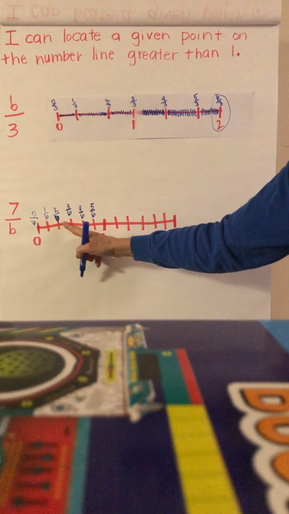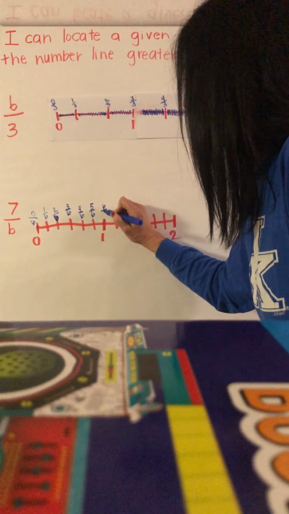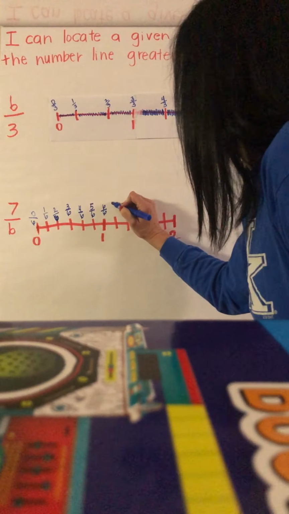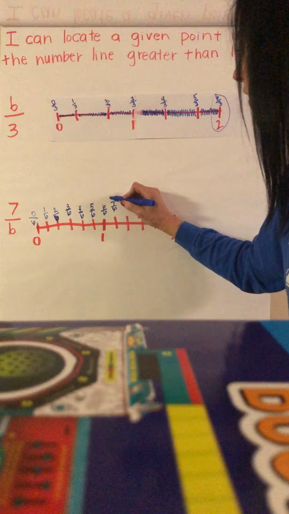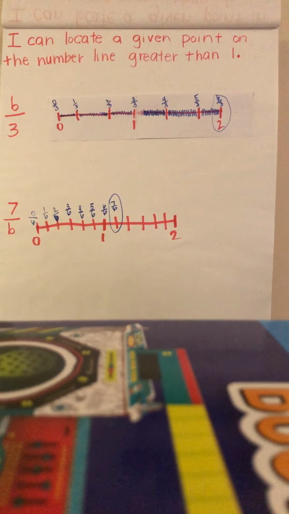5/6. 1, 2, 3, 4, 5, 6. When I get to that hash mark, 6/6. That means I'm at 1 whole. And I am going on to 7/6. That's what I'm looking for. 7/6.